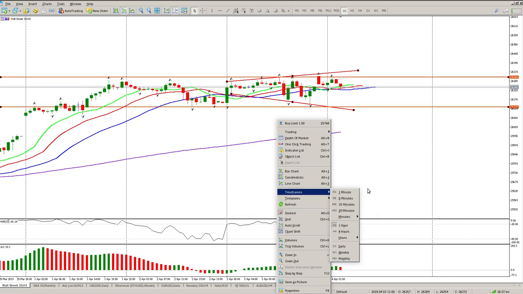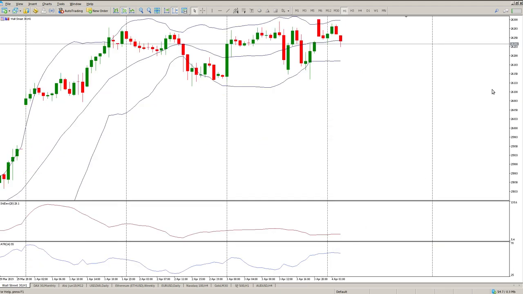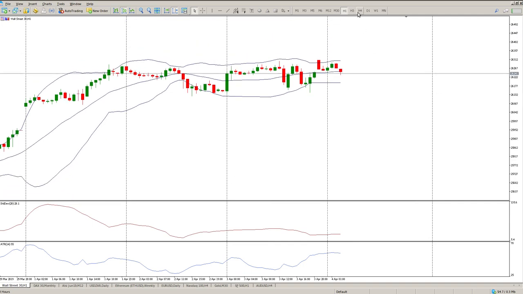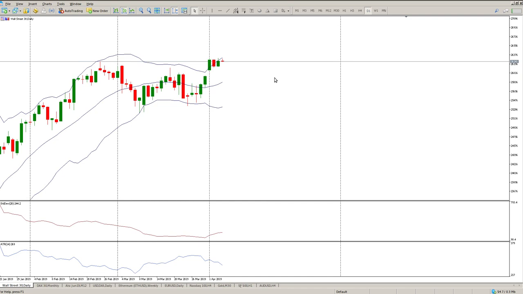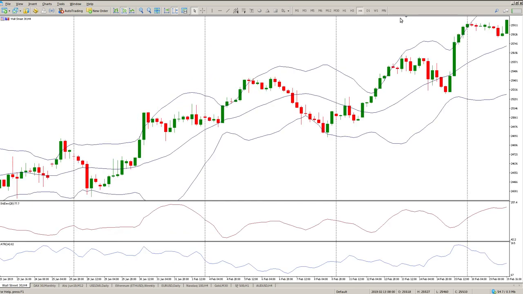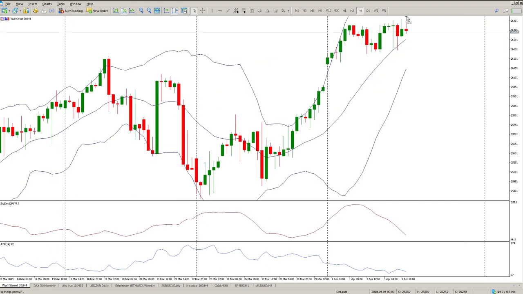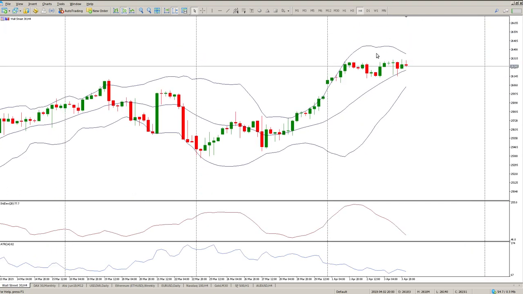I just want to pop across to the Bollinger Bands quickly. I want to see this on the daily. Okay, nothing really on the daily. We have had a bit of a squeeze and a bit of a breakout. 4 hour, we are coming into a squeeze. So what I'm referring to is when the Bollinger Bands come together like this, there's normally indication of consolidation and a breakout's about to happen.